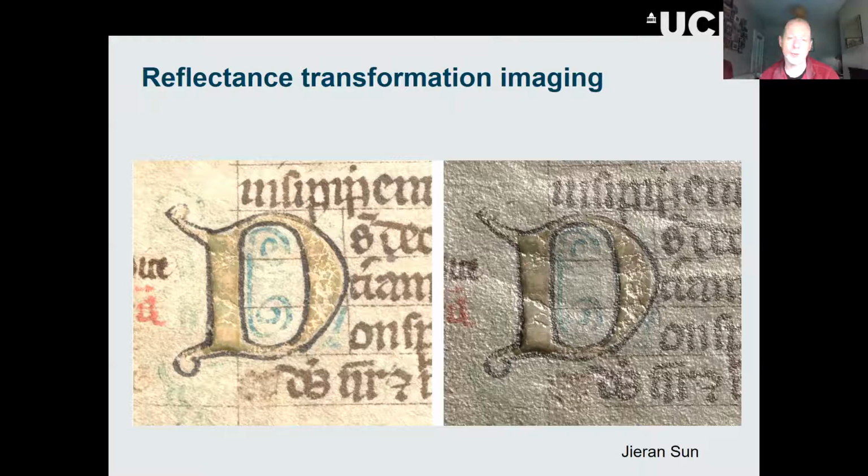But we found that the reflectance transformation imaging, which you can interact with, it's a mobile data source. You can interactively move the artificial light source about. It lets you see highlights, and it really showed the areas where the gold leaf was peeling away from the support.